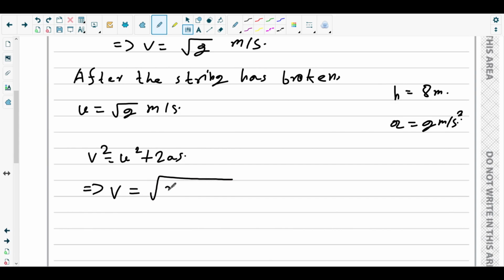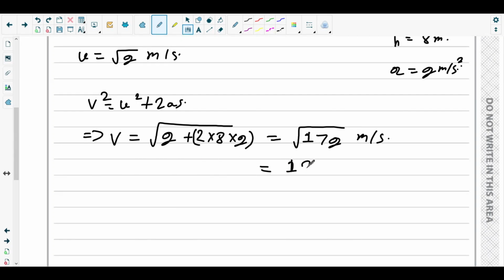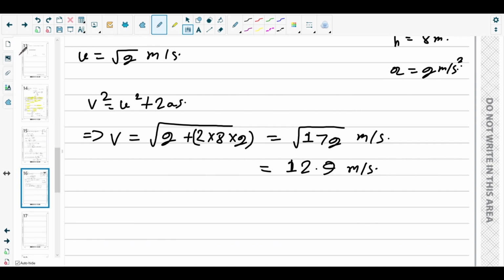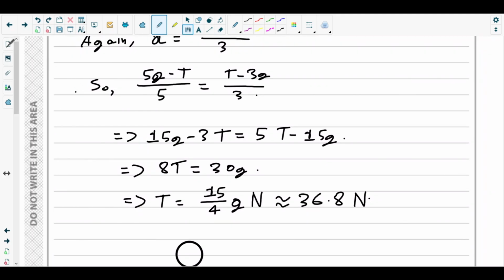So v equals square root of u square. U square is g plus twice of 8 times g. So how much is this? Square root of 17g, 17g meter per second. So this speed is basically square root of 17 times 9.8. That would give you 12.9 meter per second. This is the speed when the particle Q is hitting the ground.